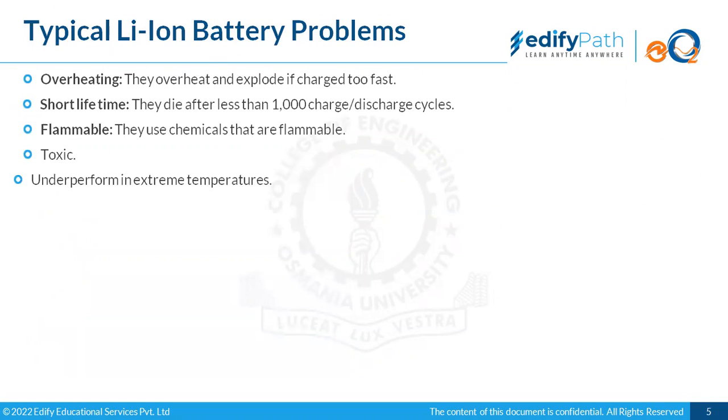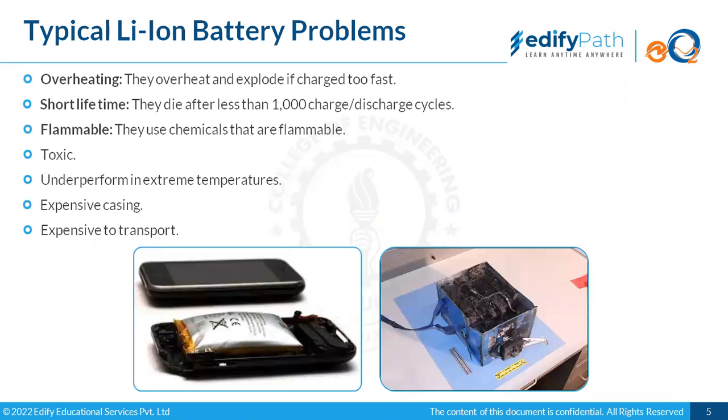So typical lithium-ion battery problems are the problems that they face. They overheat and explode if charged too fast. They have a short lifetime, dying after less than 1000 charge or discharge cycles. They are flammable, they use chemicals that are flammable and toxic, they underperform in extreme temperature, and they have expensive casing and are expensive to transport. These are the typical disadvantages associated with lithium-ion batteries. Some are there for normal lead acid batteries also, but the hazardous, flammable and toxic ones we discussed are typically with lithium-ion batteries only.